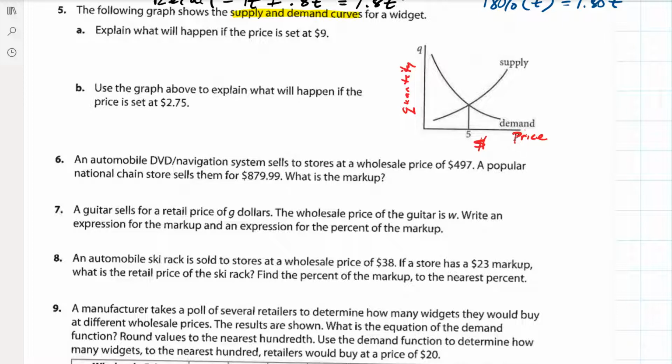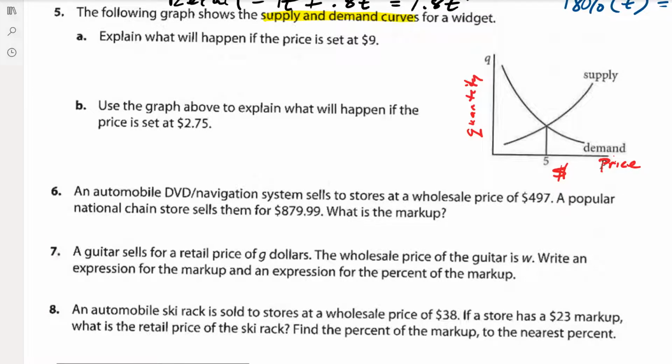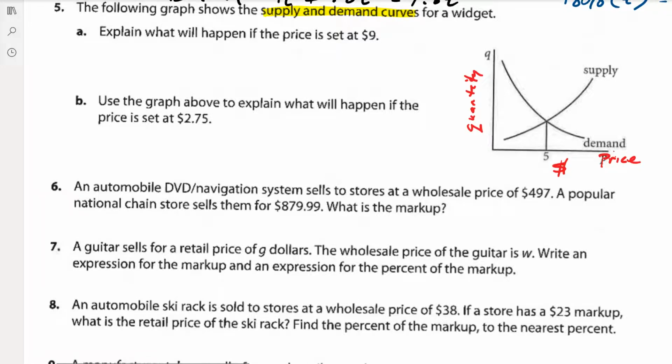And you've got the supply versus demand curve that you were talking about in economics with your economics teachers. And here we are in financial algebra talking about the same thing. So hopefully this makes everything more understandable compared to your economics classes. It says, explain what will happen if the price is set at $9. So let's take a look at that.